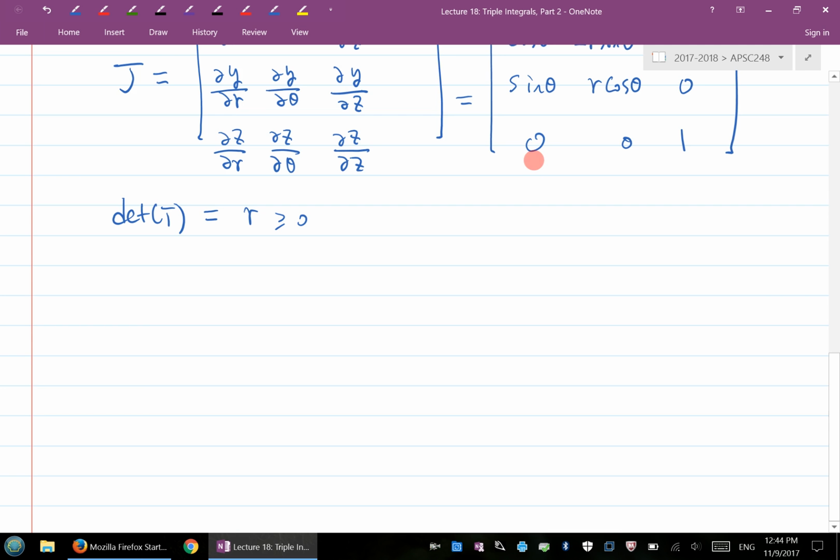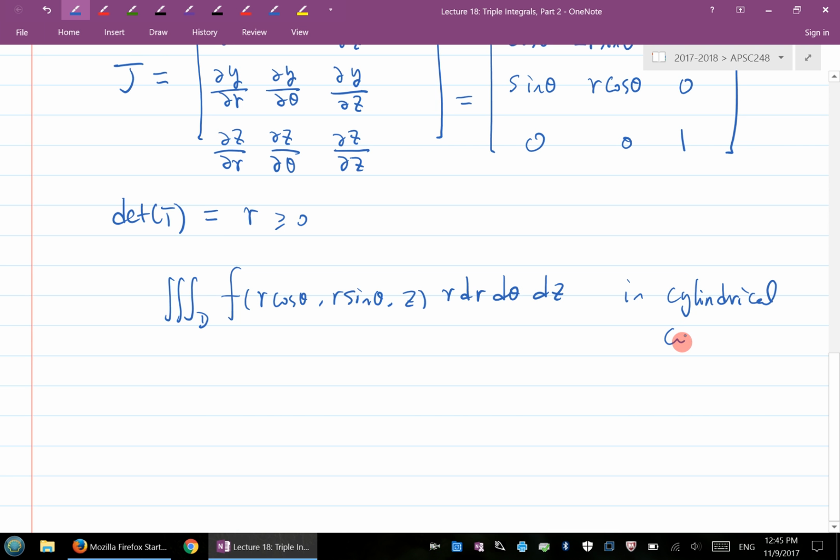So now your triple integral is basically r dr d theta dz. Okay, so this is basically the triple integral under cylindrical coordinates. Okay, so this is in cylindrical.